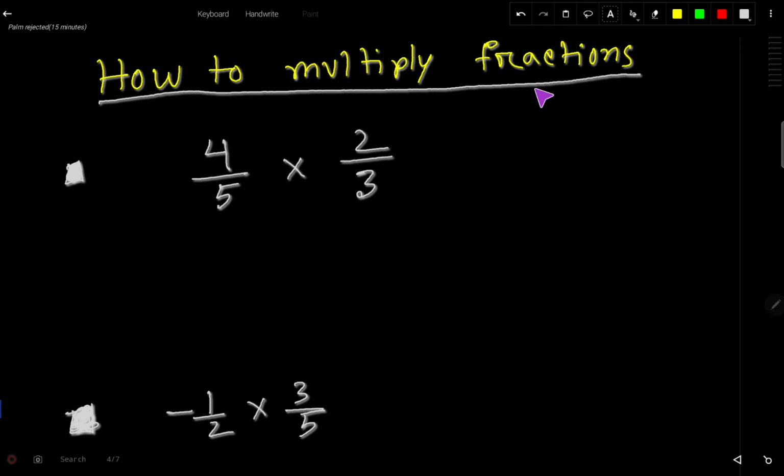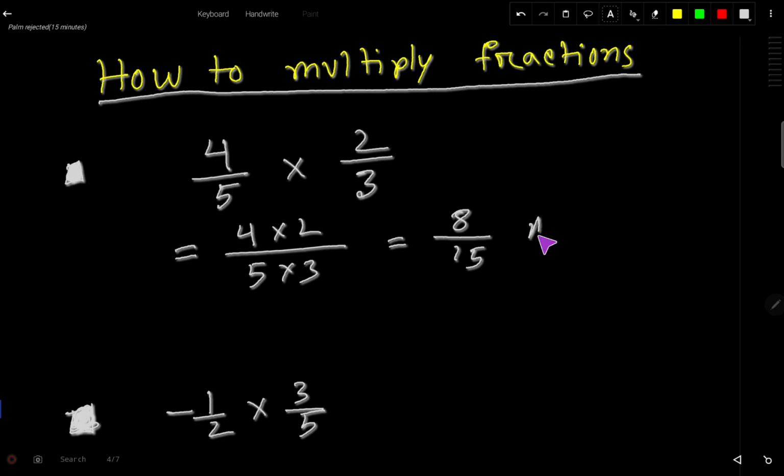How to multiply fractions. This is a fraction, this is a fraction, so we have to multiply. To multiply two fractions together, we have to multiply top to top and bottom to bottom. Look, so 4 times 2, then 5 times 3. So we are getting here 8 divided by 5 times 3, that is 15. So this is the answer, right?